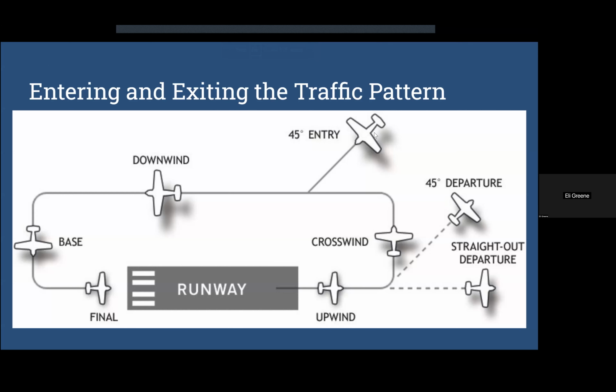Okay, yeah, so here's a diagram. This is how we fly traffic patterns. So 45 entry to the downwind, and then the downwind is with the wind, and then you make a base turn, and then final, and then you have upwind, crosswind, and the recommended departure is either straight out or 45 degrees in the direction of your turns.